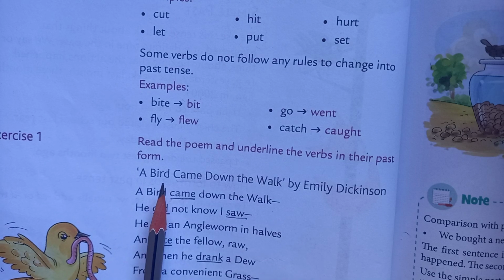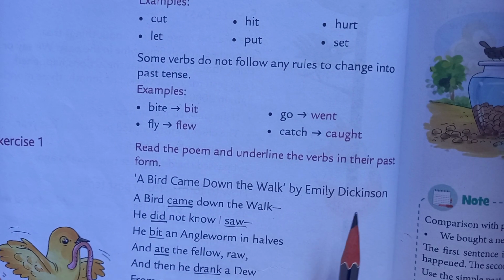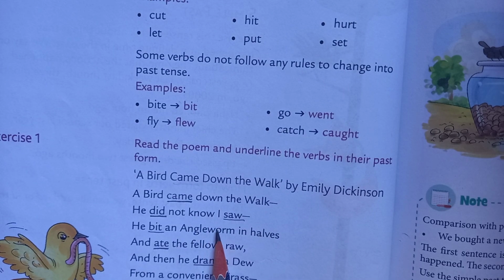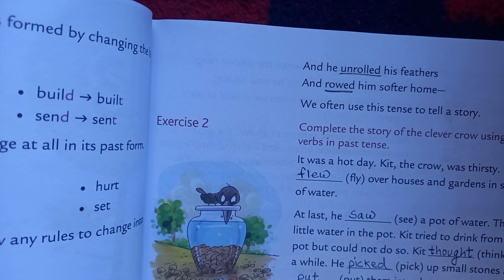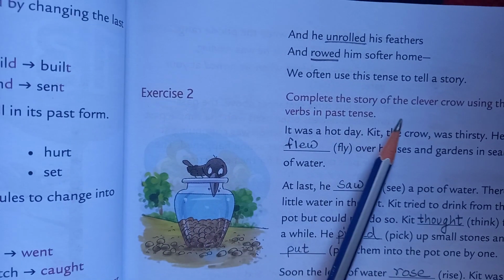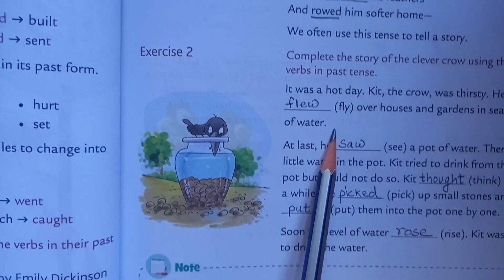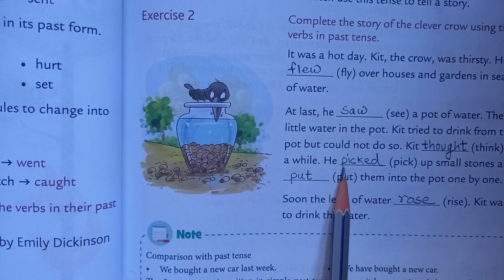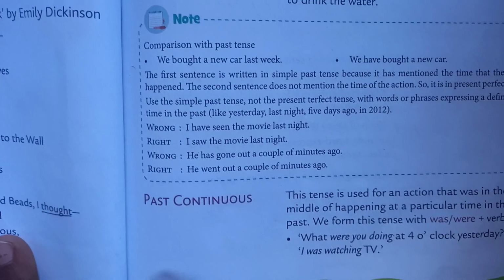Now exercise first. In this poem you have to underline the verbs that are given in the past form. Okay, now see. Exercise 2. Complete the story of the clever crow using the verbs in past tense. In this also you have to fill in the past form. Now past continuous.